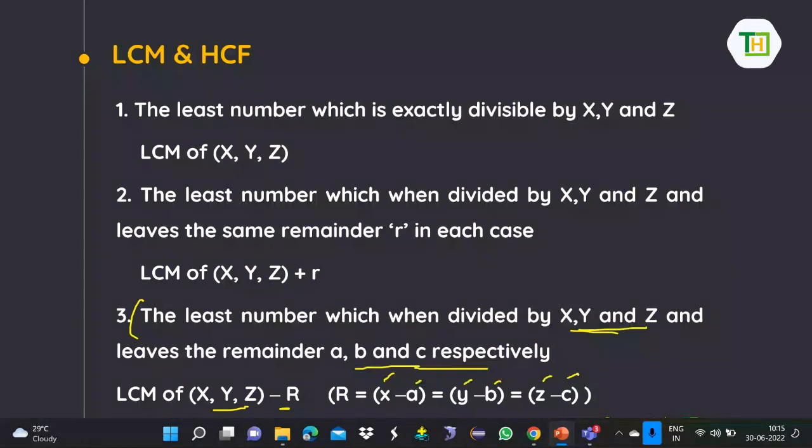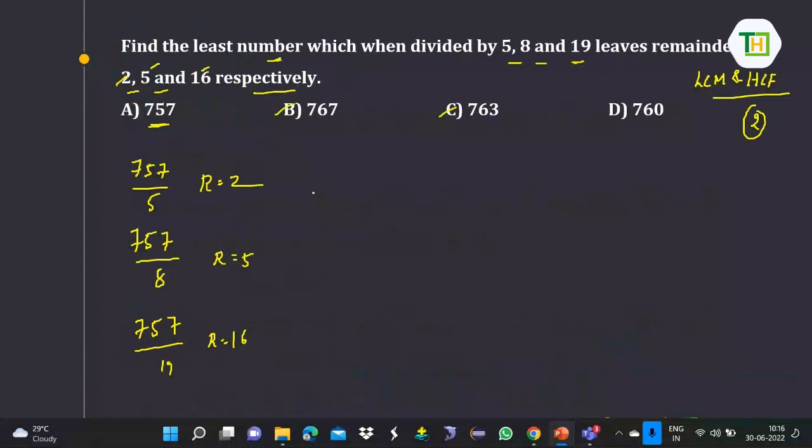So what is the condition here? LCM of the given numbers, taking the given numbers as x, y, z, minus r. Here r is nothing but x minus a, y minus b and z minus c. Okay. So check whether the r value is the same or not.